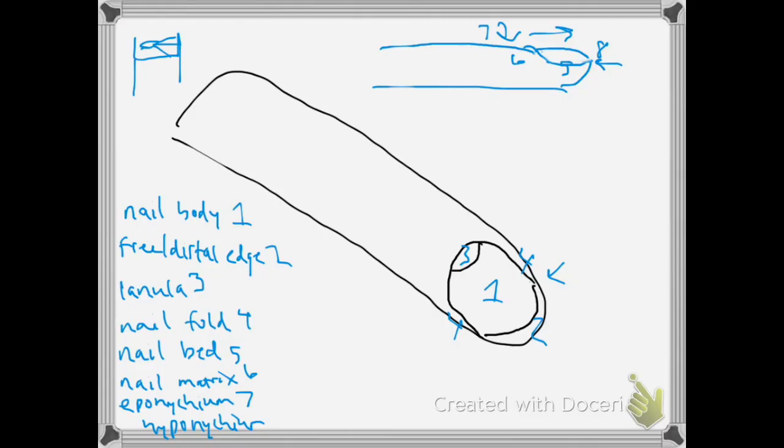Okay, that's the nail. And really quickly, on top of your lanula, you have this layer of skin here. This is the cuticle. So when you peel that skin off of your lanula, that's the cuticle. That's separate from the lanula. Those are all the parts of the nail, though.